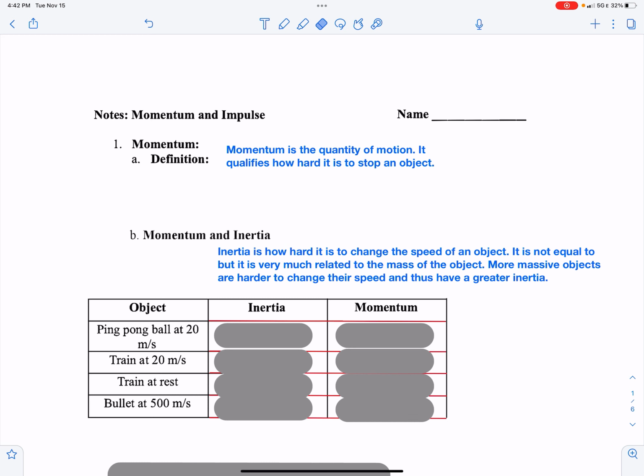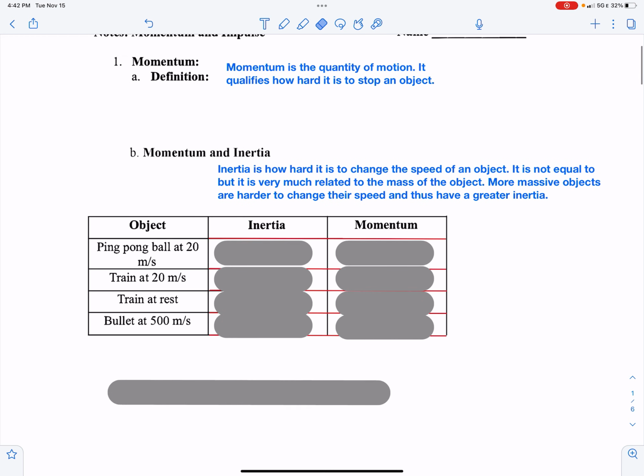So let's take a look at this table here and let's kind of describe what's going on. So a ping pong ball moving at 20 meters per second. Well, its inertia would be really, really tiny because, I mean, we're talking about a very small mass. So it would be very easy to change. 20 meters per second is about 45 miles per hour. It's a little between 40 and 45 miles per hour. So even a ping pong ball going that fast, it's still a very low amount of inertia because of its small mass. And because of its small mass, it also has a very tiny momentum.